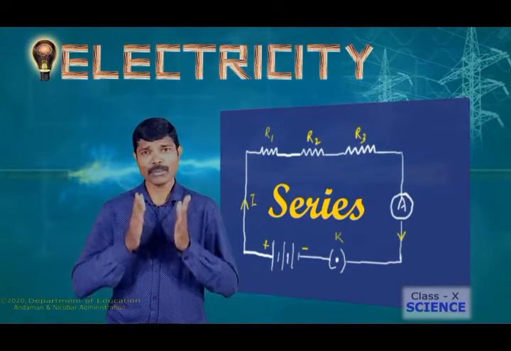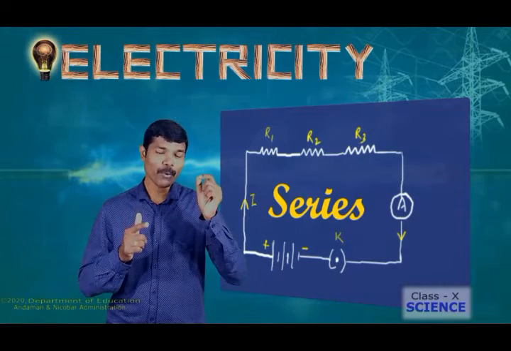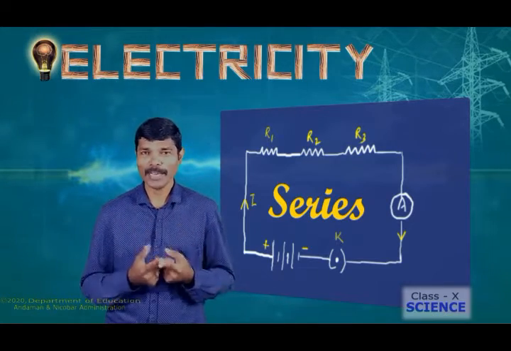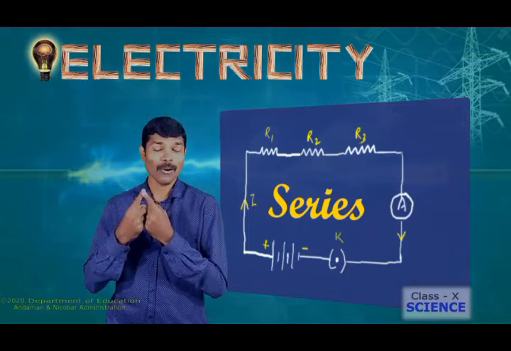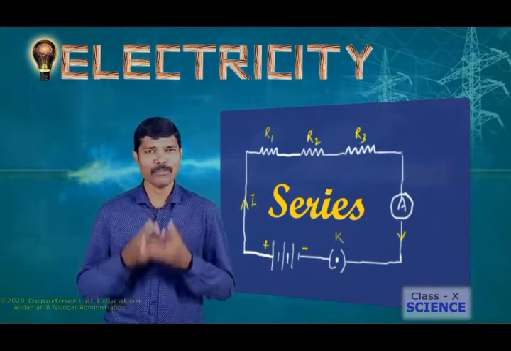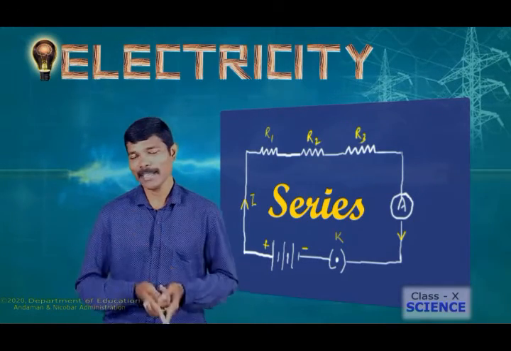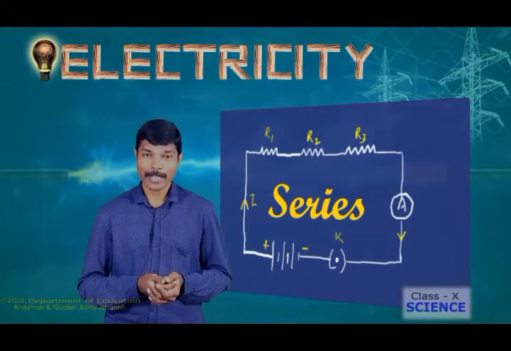Since it has only one path, suppose we have one long pipe, if we pour water from one end, there is no other way for the water to flow, right? It has only one path. When there exists only one path, all the charges will move in a single path. If it is so, wherever you keep the ammeter, the value of I, that is current, remains constant. That is why current remains constant in series combination.